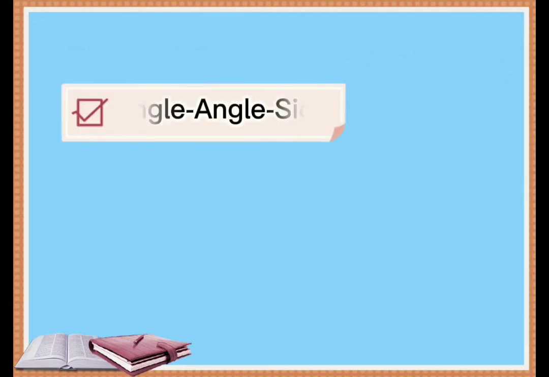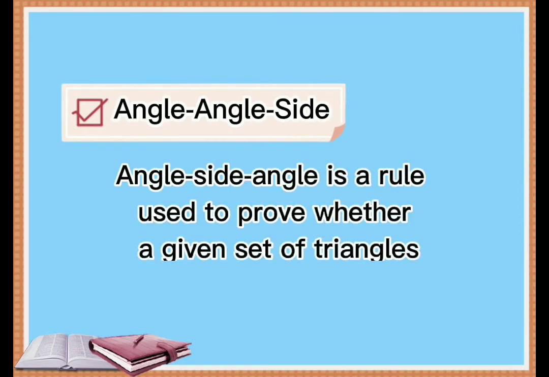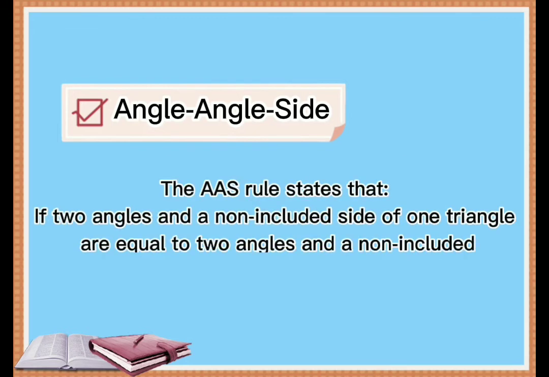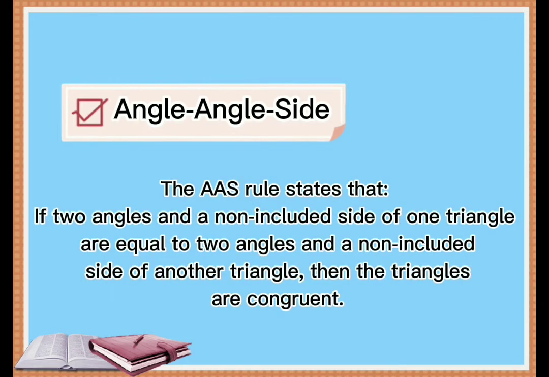So the last rule is the angle-angle-side. This rule is used to prove whether a given set of triangles are congruent. The angle-angle-side rule states that if two angles and a non-included side of one triangle are equal to two angles and a non-included side of another triangle, then the triangles are congruent.